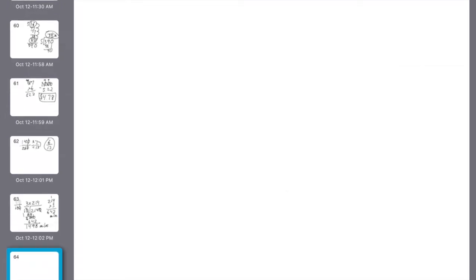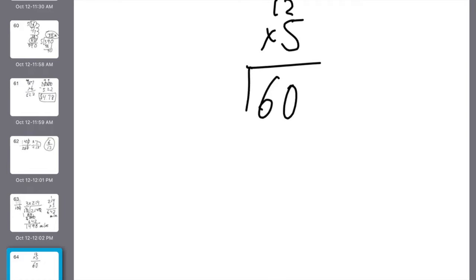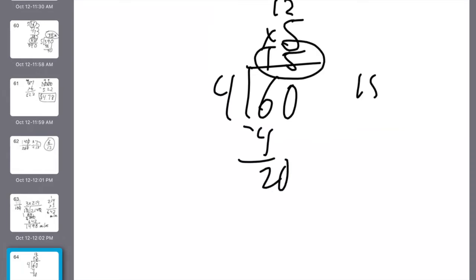Number 6, if the perimeter of a square is 5 feet, how many inches long is each side? So perimeter is 5 feet. Step 1, switch to inches. 5 times 12 is 60. Step 2, it's a square, so I divide by 4. And I get an answer of 15 inches.